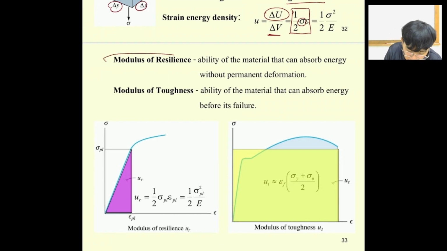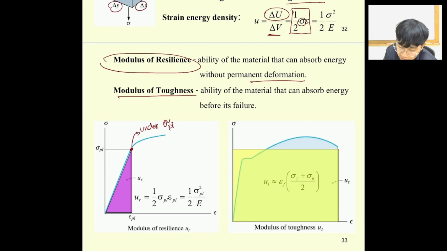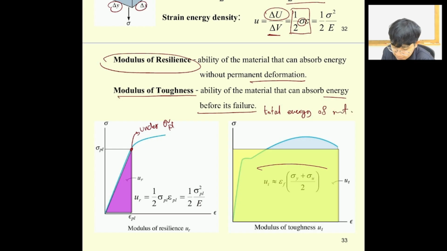So here's the definition. Modulus of resilience is the ability that a material can absorb energy without permanent deformation, which means under stress PL. Okay. And another one is modulus of toughness, which is the ability of a material to absorb energy before it fails. Or we call it the total energy of the material. So this is the same equation that I wrote in the last few pages.